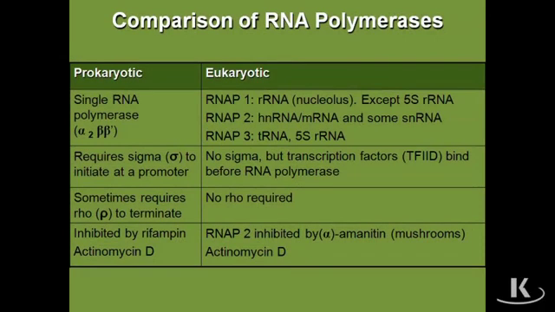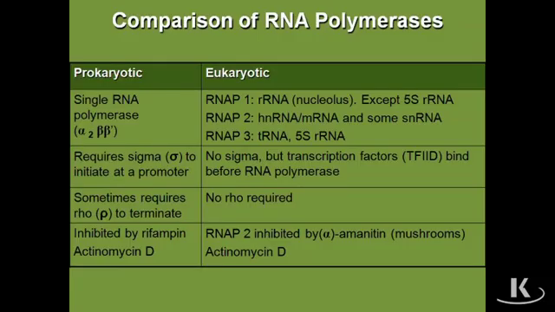So now let's compare replication and transcription from a table point of view and look at what's going on in prokaryotes versus eukaryotes. So at least in transcription for prokaryotes, you see that there's a single RNA polymerase that's required. It's an alpha-2 beta prime tetramer of proteins that come together and form a complex that will transcribe prokaryotic DNA into messenger RNA. For eukaryotes, we actually have 3 separate RNA polymerases that are going to accomplish this task.